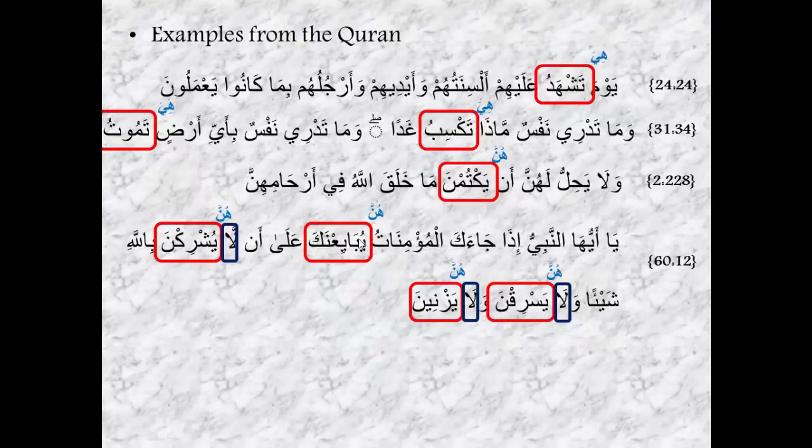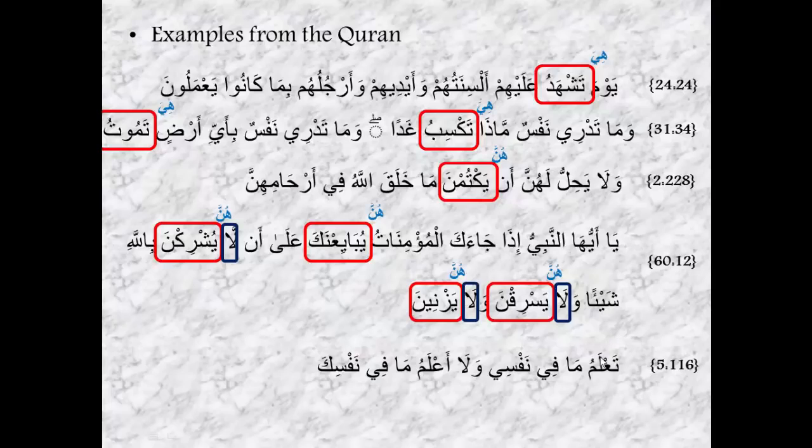You have yubayirna, yushrikna, yasriqna, and yaznina. They all begin with ya, and they all end with that fixed noon. So remember how we discussed the feminine plural verbs, the feminine plural conjugations for the present tense, and how they are not classified as marfu', mansub, or majzoom. We simply call them fi'l mudari'. That's the case over here with all four verbs, because they're conjugated for hunna.